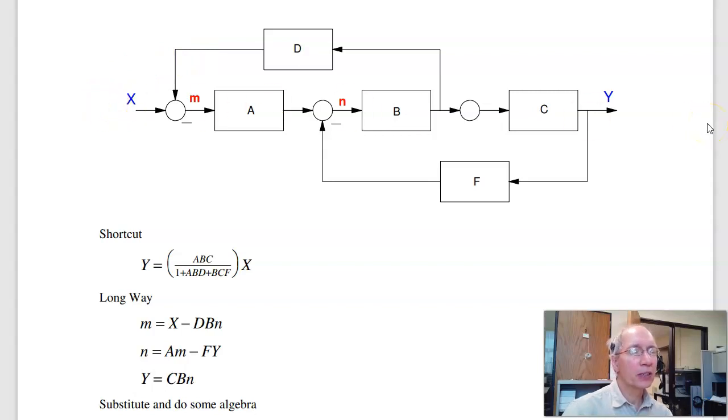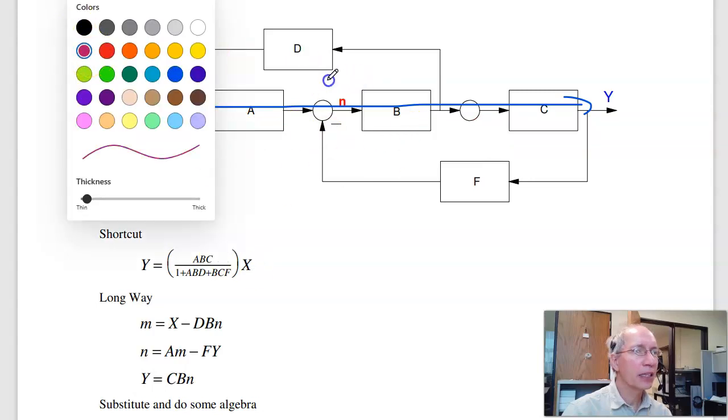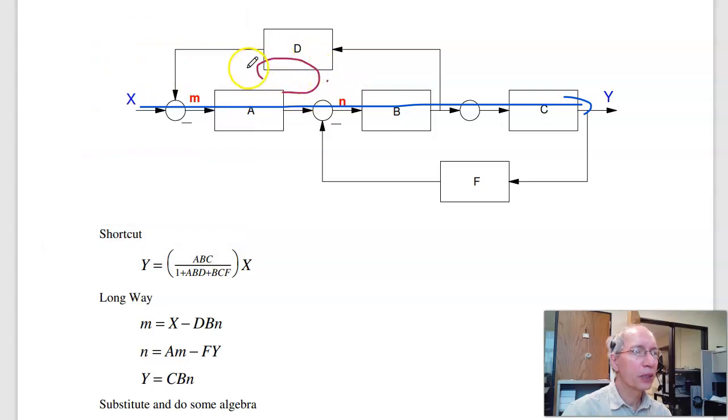Now there's a couple ways to do this. One is the shortcut. Take the gain from x to y, and there's one path right here, ABC, that goes in the numerator, divided by the loop gains. In that case, here's one loop, ABD, here's another loop, DCF, BCF. So that'd be my answer. That's one way to do it that usually works, and a lot quicker.